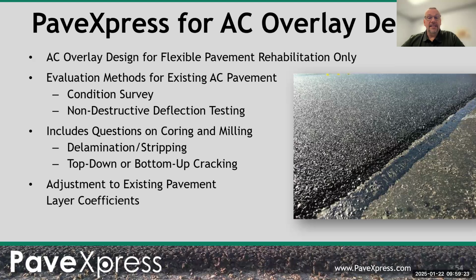For evaluating an existing pavement, Chapter 5 gives 3 options. We have only included the condition survey approach and the non-destructive testing method. We have built some elementary pavement engineering into the program. We ask questions about milling, pouring, and direction of crack propagation. Finally, the user will be required to enter layer coefficients for existing pavement layers, and the application will give recommended values based on the condition survey information.